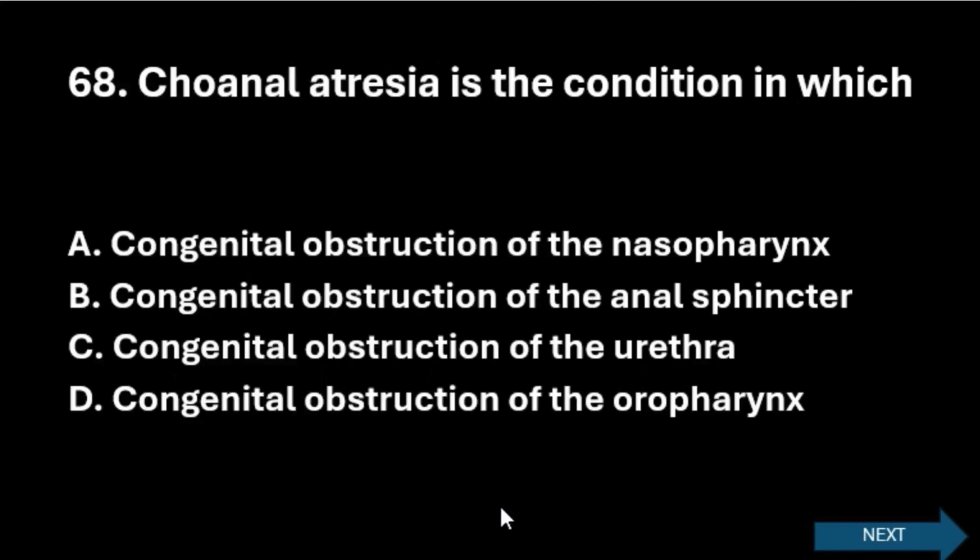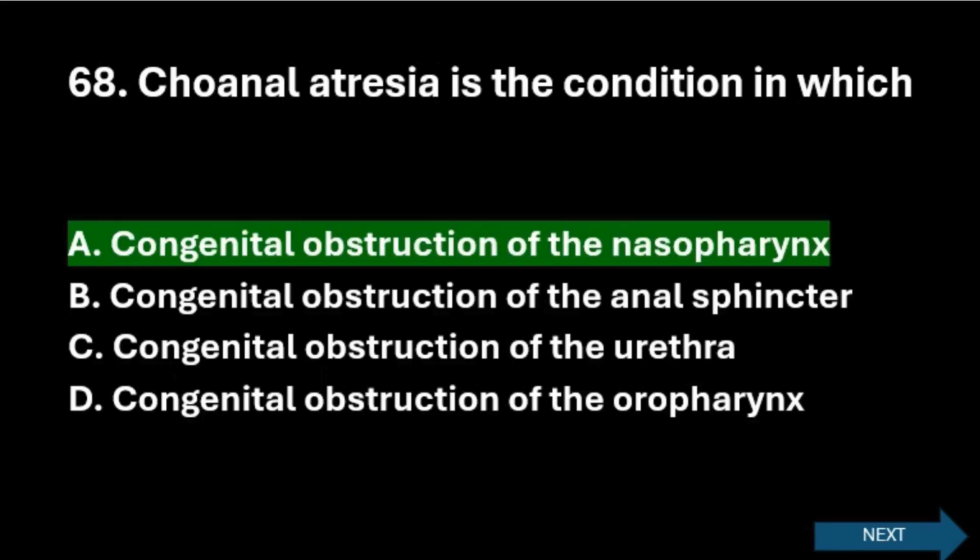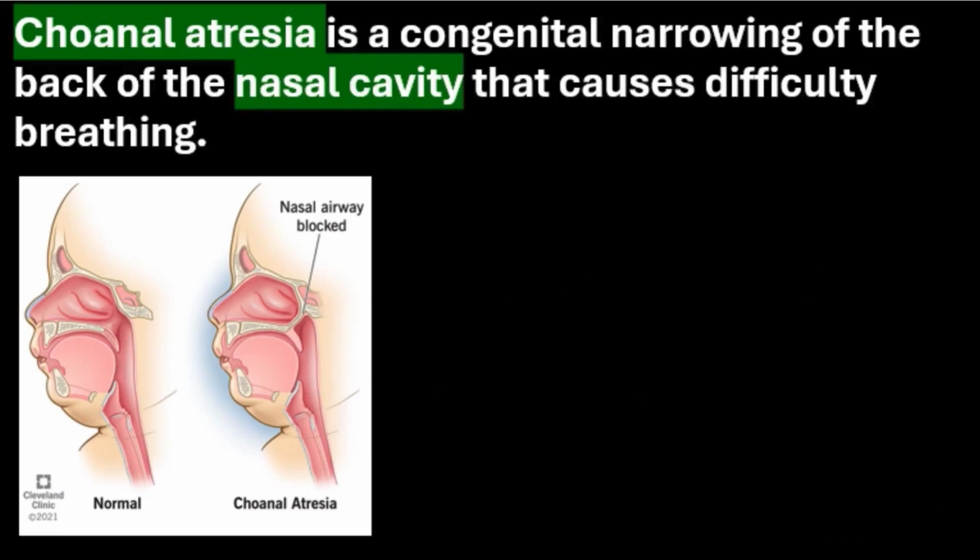Next question: choanal atresia is the condition in which? Option A, congenital obstruction of the nasopharynx. Option B, congenital obstruction of the anal sphincter. Option C, congenital obstruction of the urethra. Option D, congenital obstruction of the oropharynx. The right answer here is congenital obstruction of the nasopharynx. Choanal atresia is a congenital narrowing of the back of the nasal cavity that causes difficulty in breathing. You can see the diagram also here to memorize it.